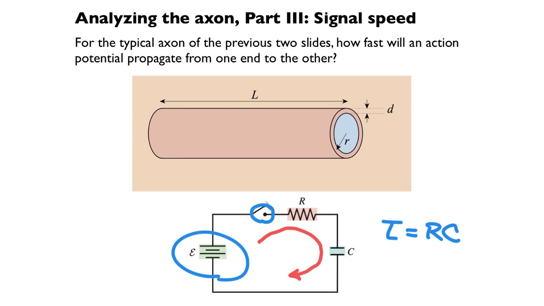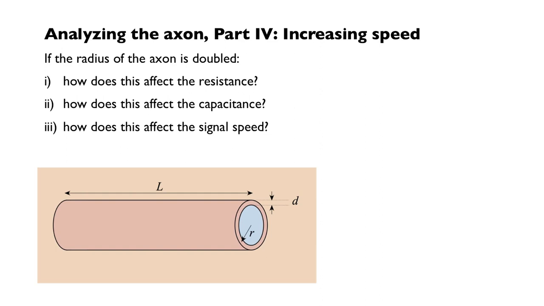How fast will the action potential propagate from one end to the other? Well, speed is just distance divided by time. So it's just the length of the axon divided by the time constant. And when we calculate that, we're going to end up with a really, really slow transmission speed. So how do we make it faster?